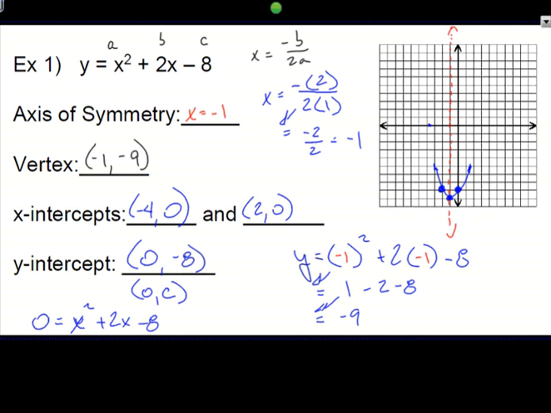So if I go in here to my graph, and I put my points -4, so 1, 2, 3, 4, 0, and then at 2, 0, I know that my parabola goes up through here, just like so. And we have just graphed our quadratic equation.